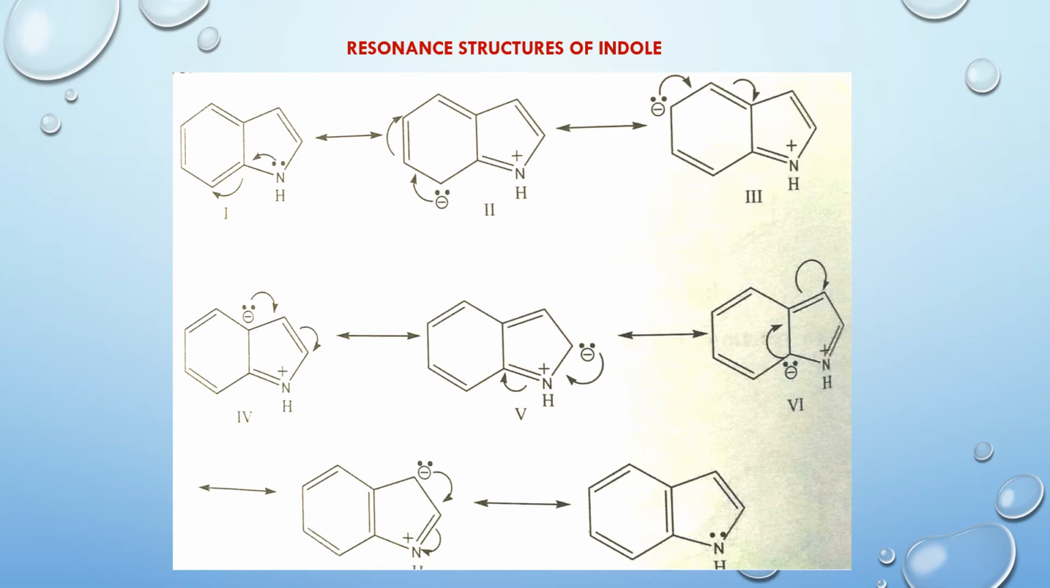Indole is the resonance hybrid of these structures, and structures 1, 7 and 8 are the only ones in which the benzenoid 6 pi system is preserved. Its resonance energy is of the order of 47 to 49 kilocalories per mole. These are the resonance structures of indole.